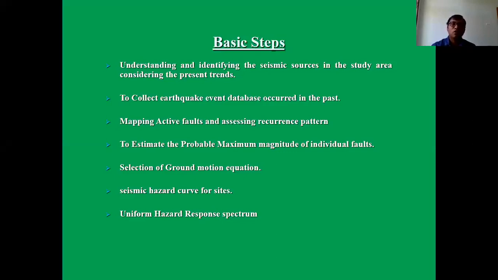Selection of the ground motion equation is also important, because you cannot blindly take any ground motion equation that has been proposed worldwide for specific regions, like California, which was proposed by California GMPE. You cannot simply utilize it in our country for a seismic hazard study, but you can use it if you find out, based on validation with real data, whether it has similar tectonic domain characteristics or not.